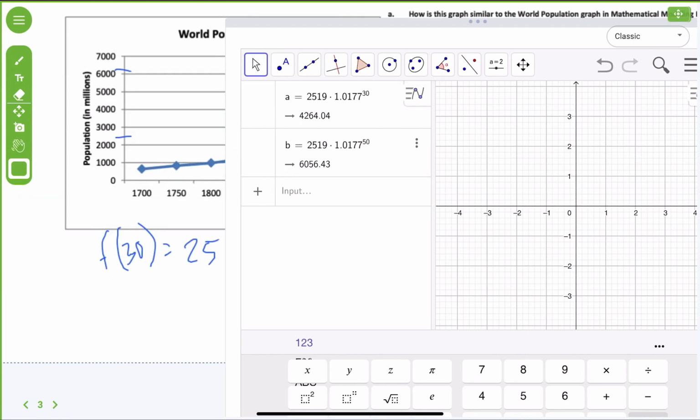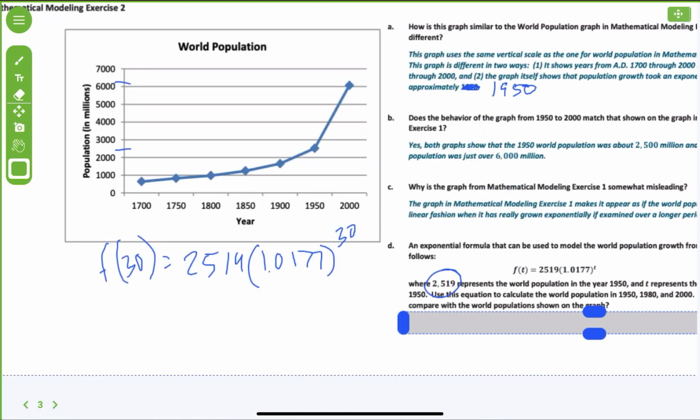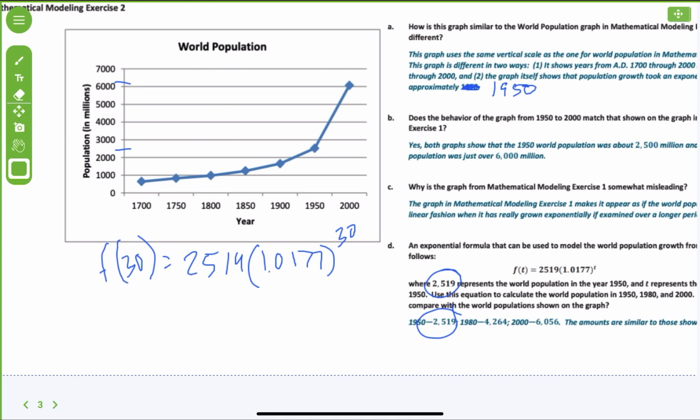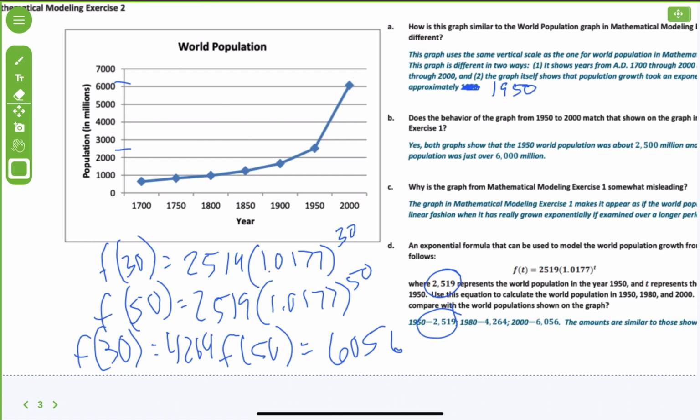And those were the exact same that we came up with. We came up with 2000, and all we did was change these to 50, where we plugged that into the calculator, and those are exactly what we got. So f of 50 was equal to 6,056, and f of 30 was equal to 4,264. So they're very similar to our 1950 to 2000 graph.